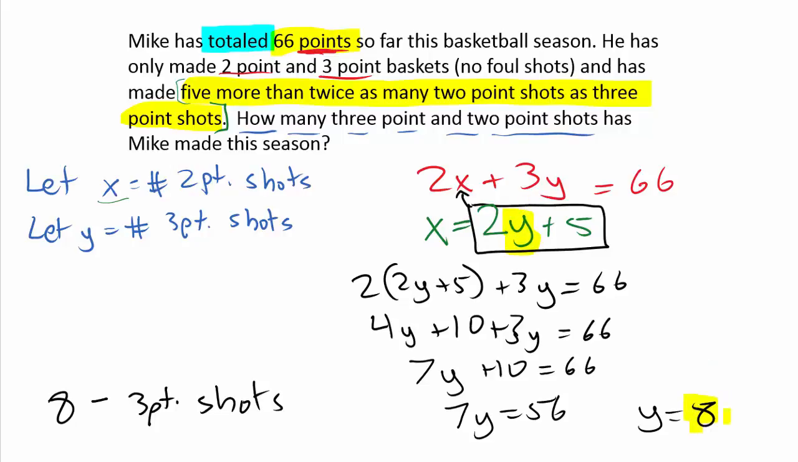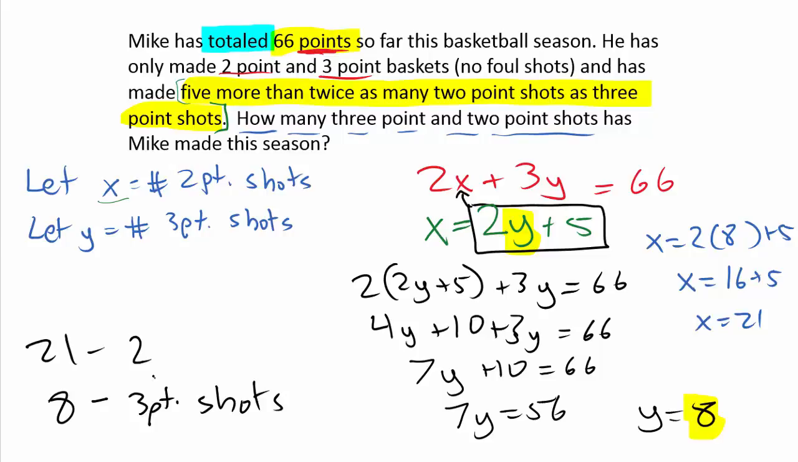If we plug in 8 for y, we should be getting that x is equal to 2 times 8 plus 5. 2 times 8 is 16, so we get 16 plus 5, which tells me that we've got 21 2-point shots. So the number of 2-point shots, we got 21 2-point shots.